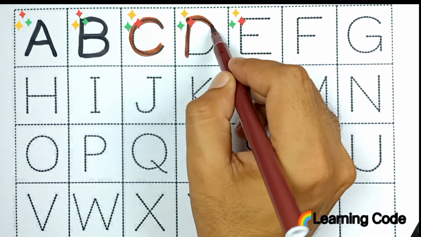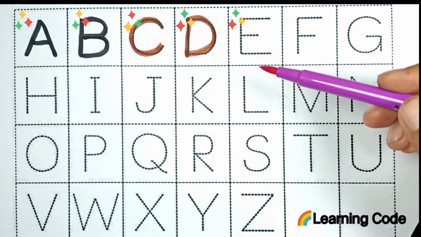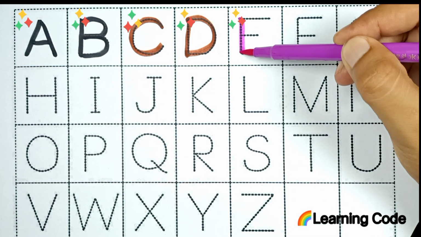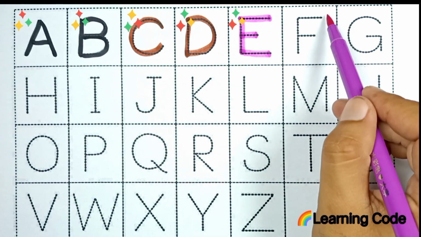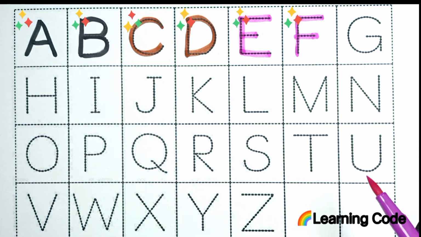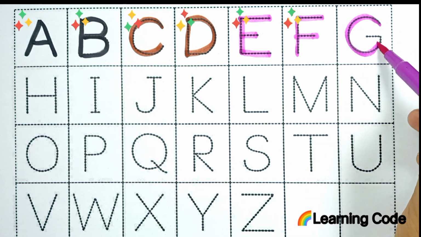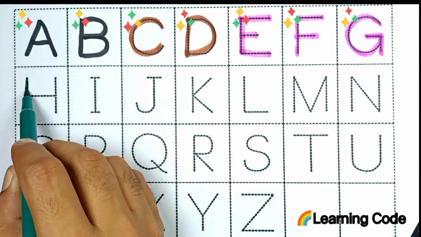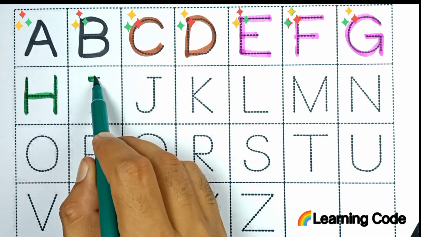D. D for Dog. Pink color. E. E for Elephant. F. F for Fish. G. G for Grapes. Dark green color. H. H for Horse.